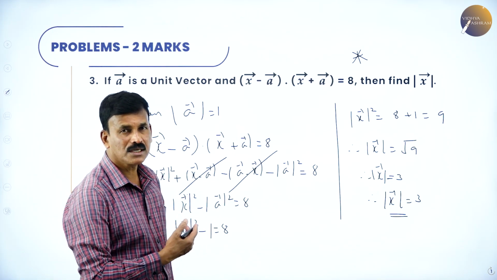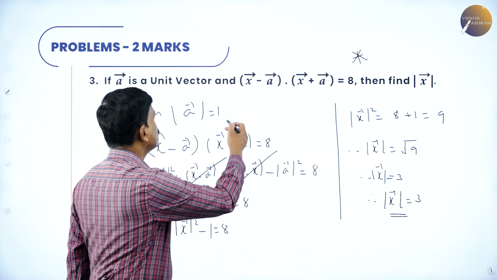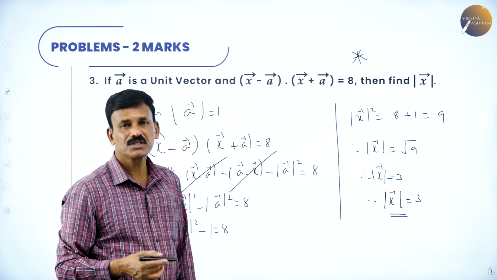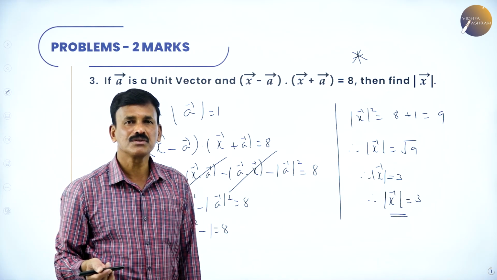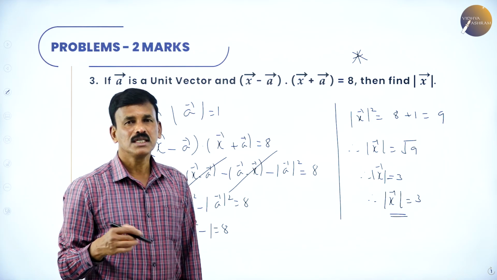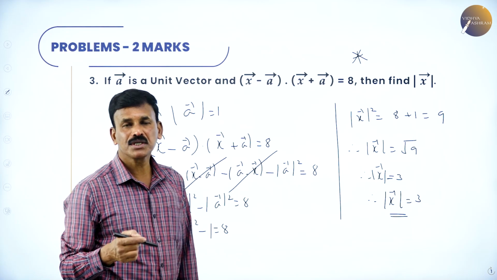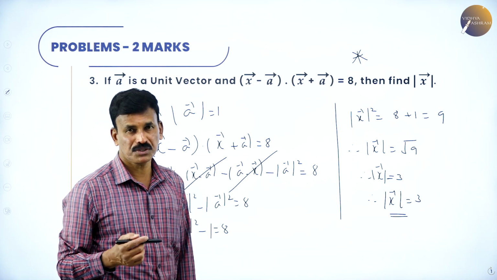If you observe carefully, this is of the form a plus b into a minus b is a square minus b square. Modulus of x square minus modulus of a square is equal to 8. Substitute modulus of a is equal to 1. 8 plus 1 is 9. Square root of 9 is 3. That's it. So these are a few problems based on the scalar product, that is the dot product of vectors.